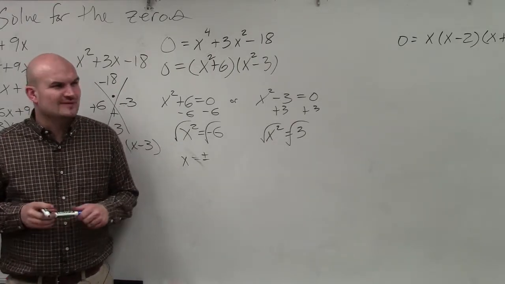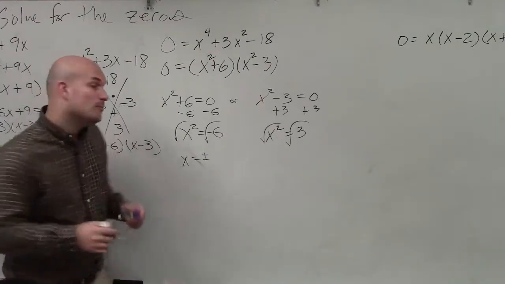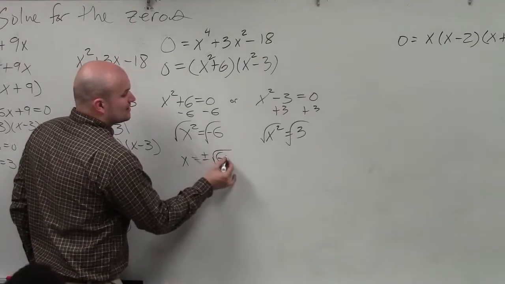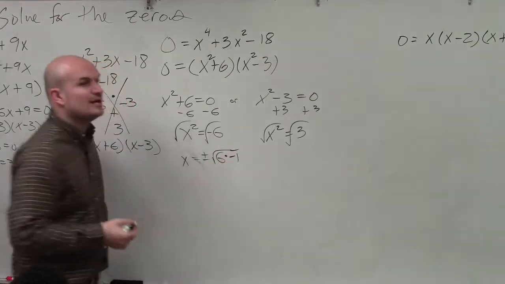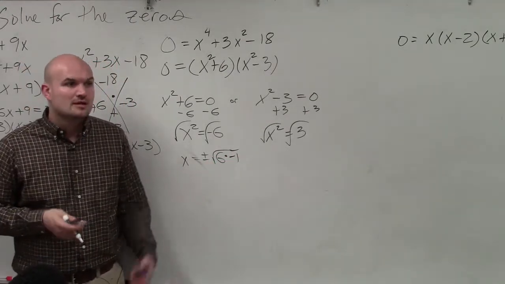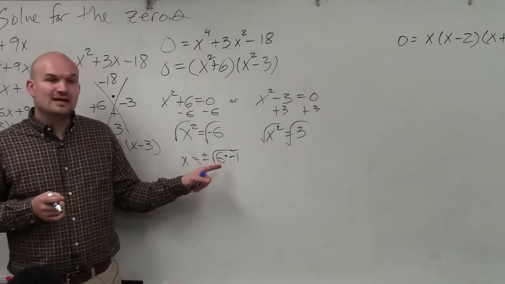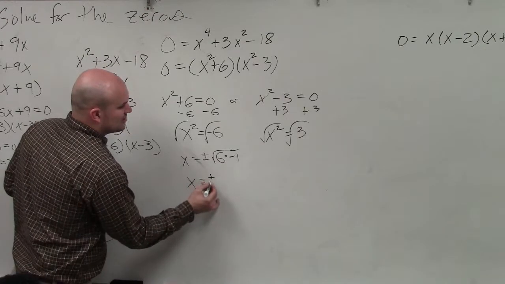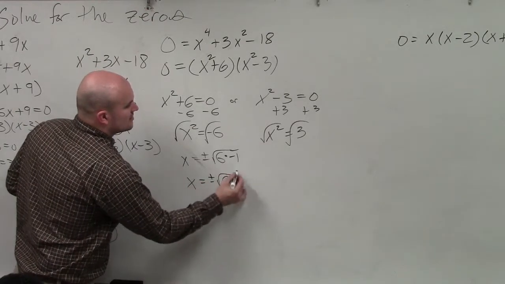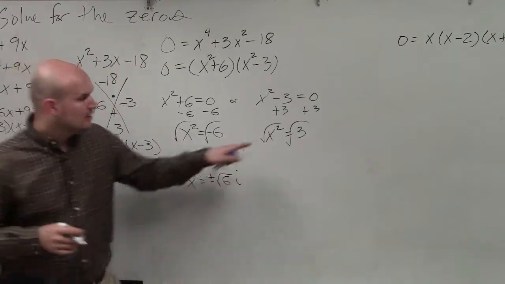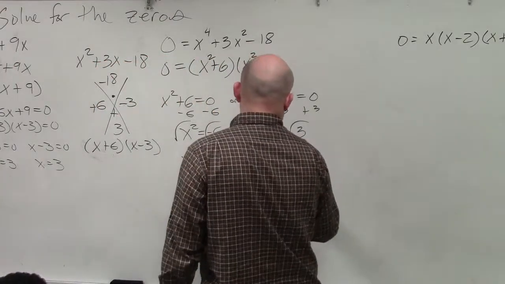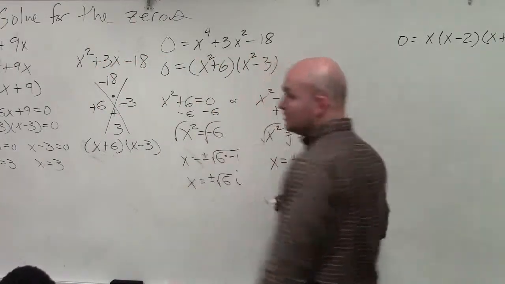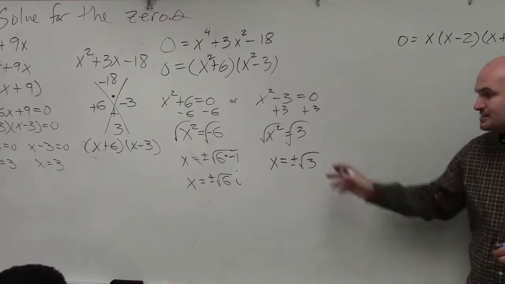Do we know how to take the square root of a negative number? No, but we do know how to take the square root of negative 1, or at least we have a way to represent the square root of negative 1, which is i. So I separate it into 6 times the square root of negative 1. So x equals plus or minus the square root of 6 times i. And then this one is the square root of plus or minus 3.